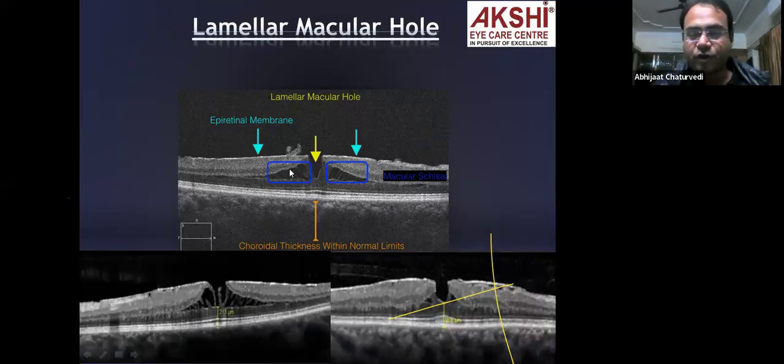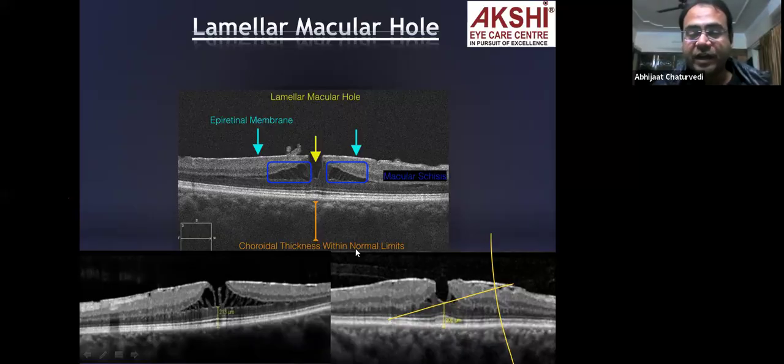Again, see those striations over here. This is not intraretinal fluid. Just because of traction, because of this epiretinal membrane, there is schisis happening here. There's a separation of the middle layers, and this is macular schisis. Because of this contraction and pulling, there's a defect over here which is not full thickness. It's not all the way towards the outer layers, it's just involving your inner and maybe some middle layers. And this gives a lamellar macular defect.